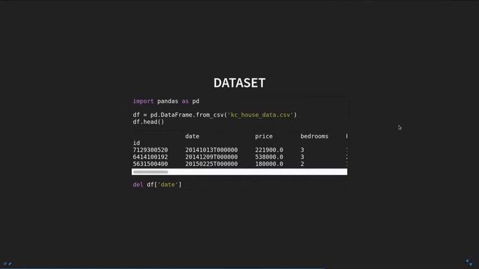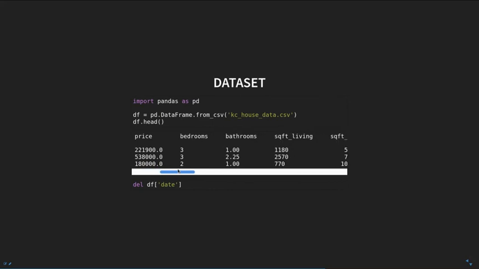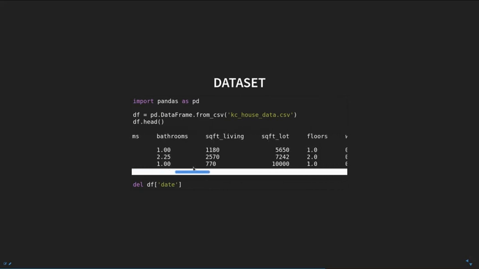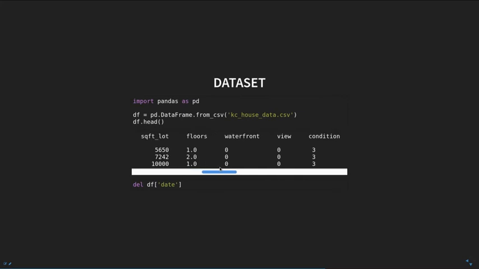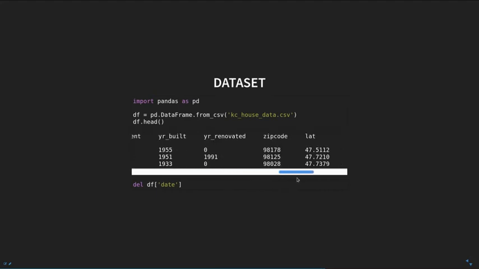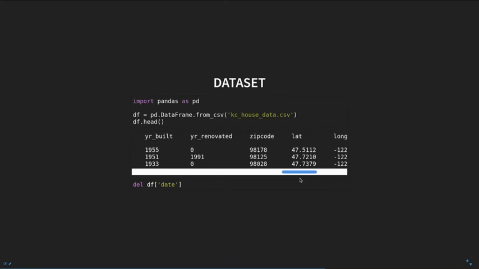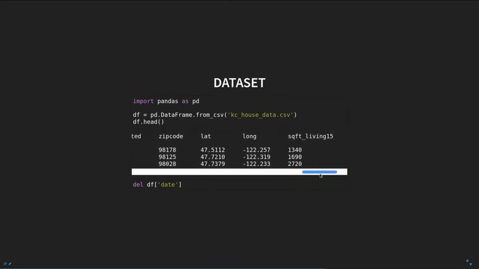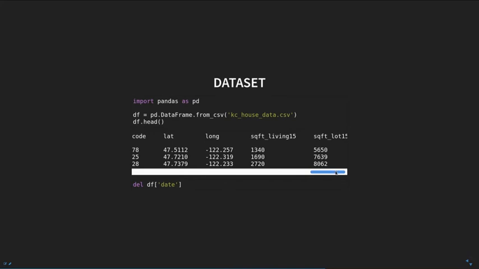So let's start with our data. I have a King County housing data set from Kaggle. It has a bunch of features: a recording date, the price of a house, the amount of bedrooms, bathrooms, square foot living, square foot of the lot, the amount of floors, if it has a waterfront, if there's a view, the condition of the house, some grade, some other square footages, the year it was built in, the year it was renovated, the zip code, the locations, and some more square feet.